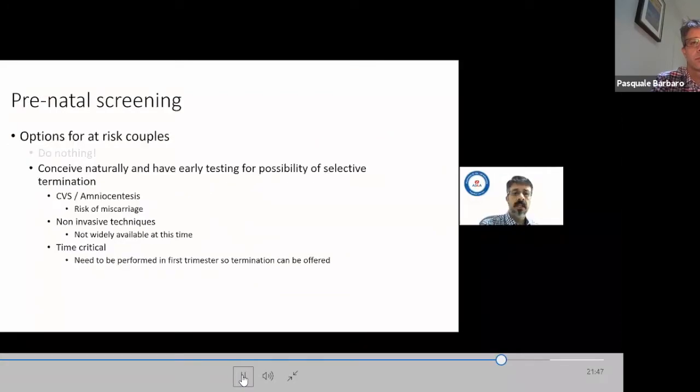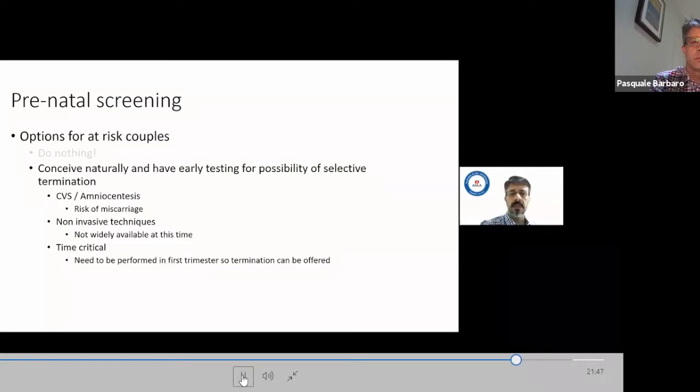So I guess that there are other options for at-risk couples. So they can conceive naturally and have an early test on the baby so that they know if the baby's affected or not, and then that gives them the option for selective termination. So the testing, though, involves a CVS or amniocentesis, and there is a risk of miscarriage with that test, unfortunately.